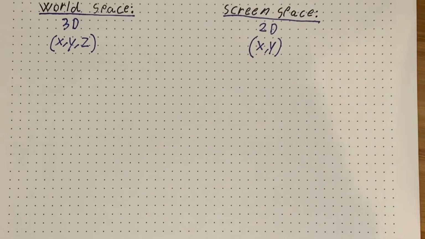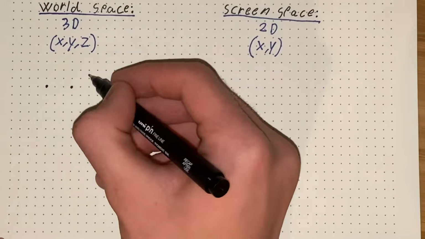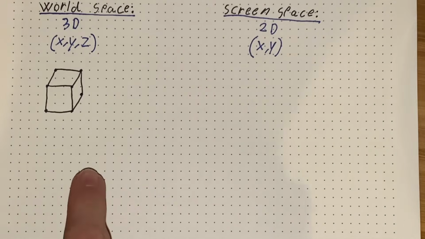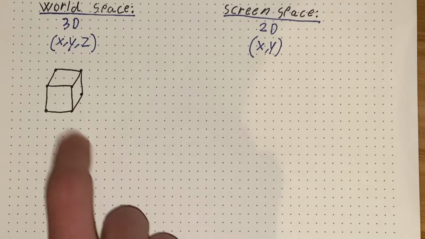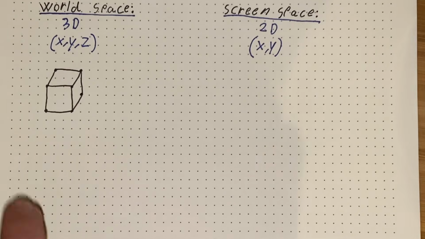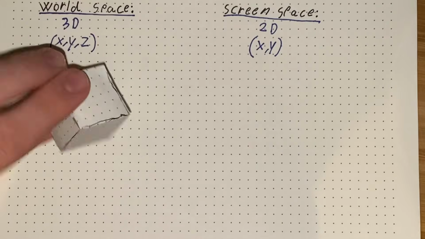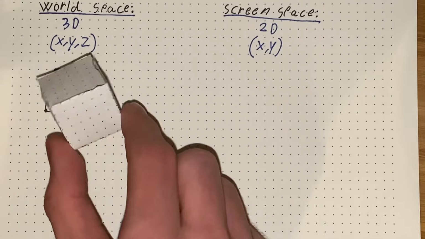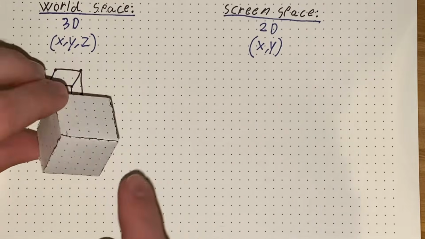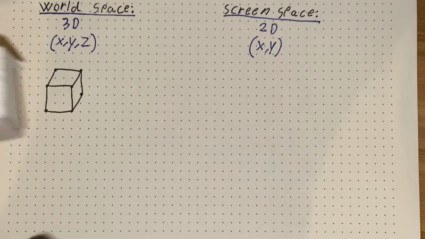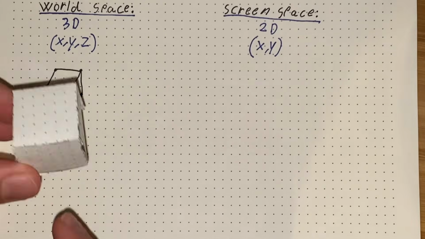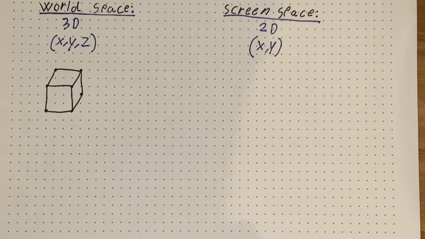So let me try drawing something. So this is a cube in world space. It's a little hard to illustrate because this is 2D paper, but maybe this 3D cube that I made can give the idea. Of course, you're looking at this through a 2D screen, so it's maybe not helping that much. But yeah, let me draw the axes of world space.